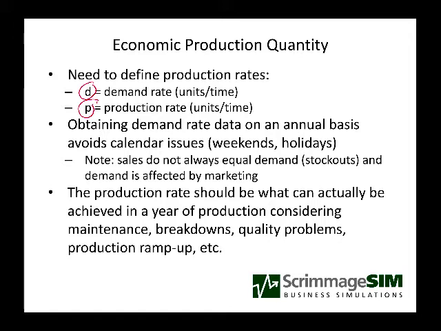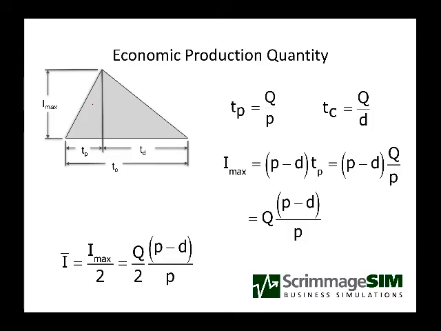And as long as we can produce faster than we can sell it, or the production rate is larger than the demand rate, we don't have a problem. In the real world, there are some challenges with calendaring issues and what the production rate actually is. But by and large, if you take it over a longer period of time, you can get a pretty good estimate that can be used in this problem. The key to the economic production quantity problem is to determine the maximum inventory level. First, we're going to base this on the production quantity. In other words, how many units are we going to produce during a production run?